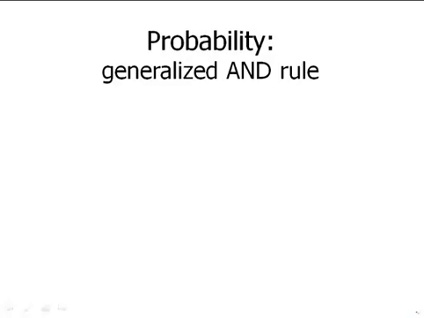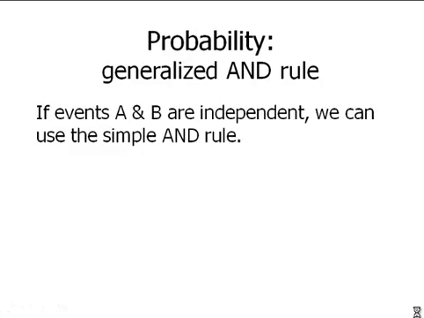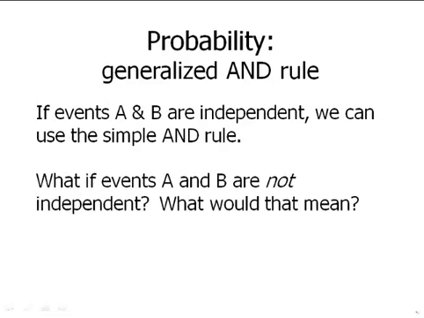So now we are in a position where we can talk about the generalized AND rule. First of all, if events A and B are independent, you'll recall that we can use the simple AND rule. That just means we can multiply the probability of A times the probability of B. What happens if A and B are not independent?